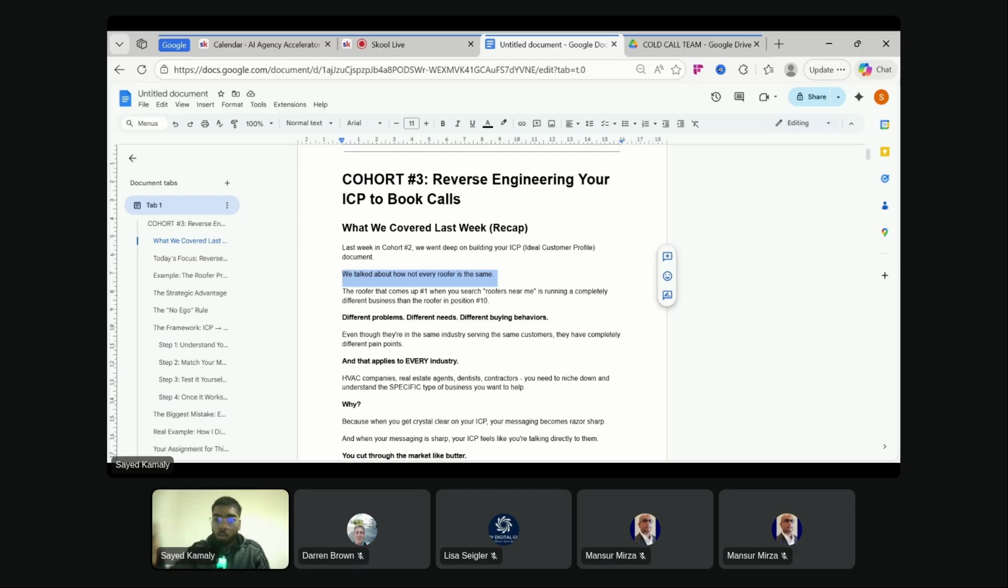When you say you want to work with roofers, real estate agents, or whoever it may be, you are not trying to work with every single person within that niche. You are trying to work with a select amount of people within that space who you can resonate with, who feel as if you are specifically talking to them. And that's the whole point of an ICP.